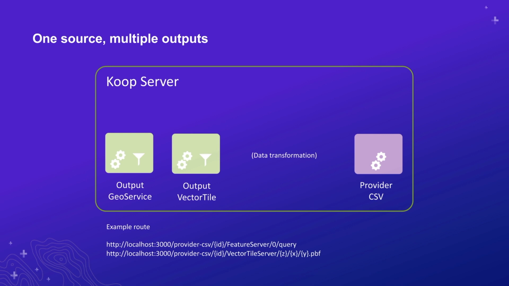Alternatively, you can have a situation where you have a single provider and multiple output plugins, which is what's illustrated here. We've got the GeoServices output plugin, but then we also have a vector tile output plugin, and we have one provider plugin, a CSV provider. So in this case, all of your routes will have a single provider namespace, provider CSV, but you'll have different output plugin routes attached to that namespace.